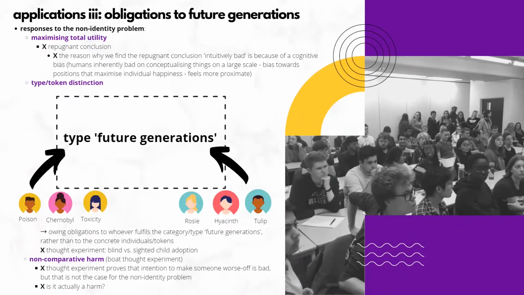Having said that, I think we're ready to move on to the second kind of criticism of the non-identity problem that we're going to give you. And that's what's called the type/token distinction. The way this argument works is as follows. The claim in the non-identity problem is that there is no particular individual to whom I can owe an obligation, because there's no one who's harmed on comparative, because the comparative for all of them is non-existence. However, it might be the case instead that I don't just owe obligations to individuals, but rather I owe obligations to whoever fulfills, for example, a certain role. So that would be whoever satisfies a certain category or type.